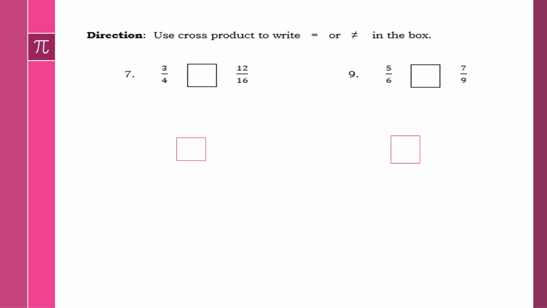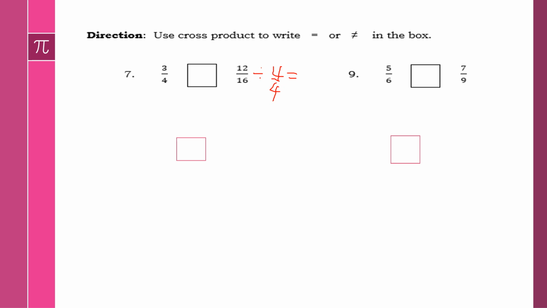Okay, so we have here an exercise. Let's use a cross product to determine or write equal or not equal in the box. Okay, so how are we going to do this? So we have here 3/4 and 12/16. For 3/4, we get the GCF of 12 and 16, which is 4. Okay, so 4 over 4.